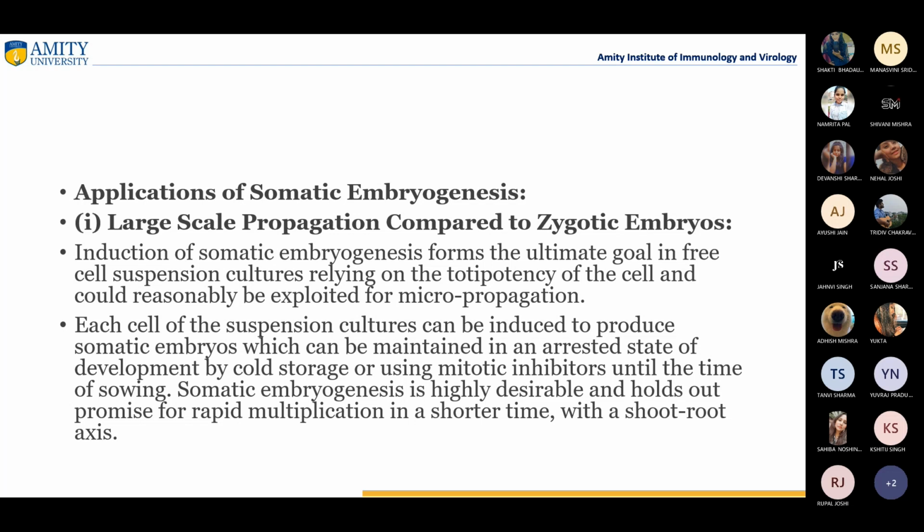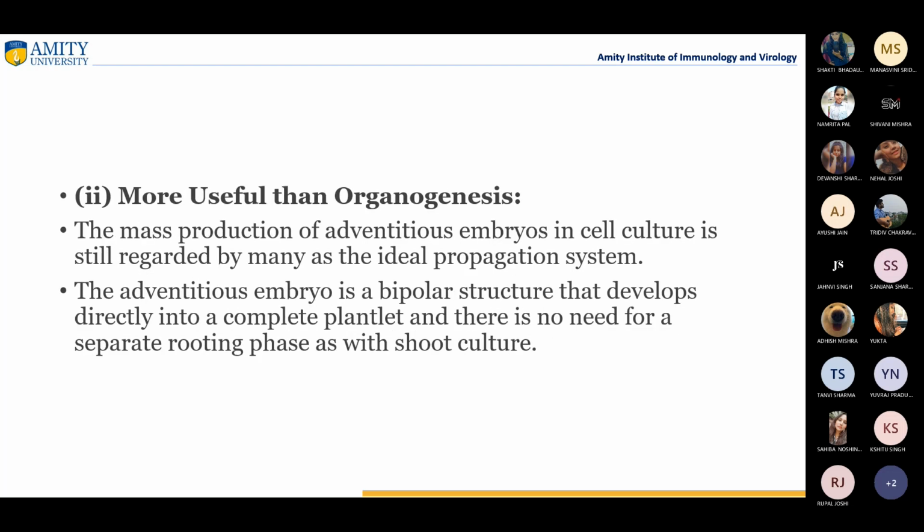So each cell of the suspension cell culture can be induced to produce somatic embryos, which can be maintained in an arrested state of development by cold storage. We can just do some cold storage process and they will remain in that stage until the time of sowing. So somatic embryogenesis is highly desirable and holds promise for rapid multiplication in a shorter time with the shoot root axis. So rapid multiplication of the plants in a smaller time can be done by using this process. Then next, we have it is more useful than organogenesis.